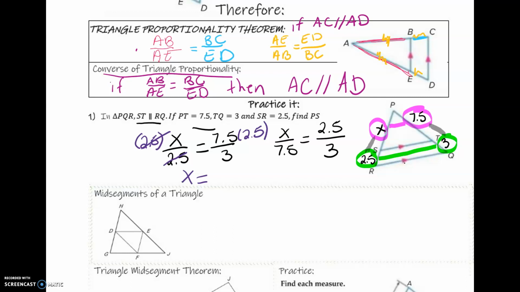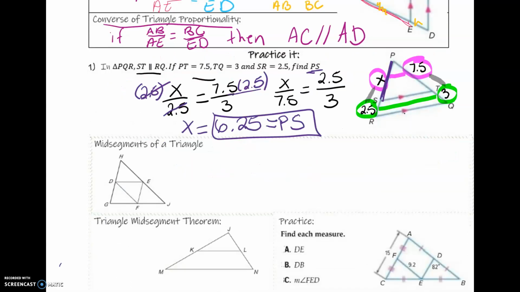So after we punch this all in the calculator, 7.5 times 2.5 divided by 3, we should get the answer that x is 6.25, which in this problem it asks to find PS. We wrote x there to represent PS when we filled that in. So our answer should be 6.25, and since we double checked that, we can say that is PS.